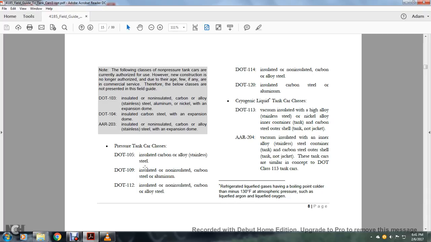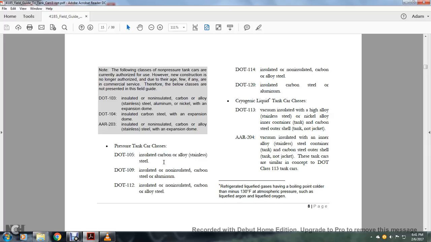Your pressure tank car classes are DOT 105, insulated carbon alloy, stainless steel; DOT 109, insulated or non-insulated carbon steel, aluminum; DOT 112, insulated or non-insulated carbon alloy steel; DOT 114, insulated or non-insulated carbon alloy steel; and DOT 120, insulated carbon steel or aluminum.